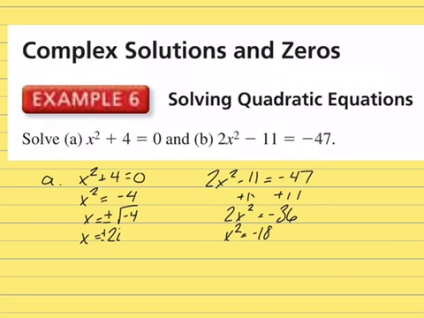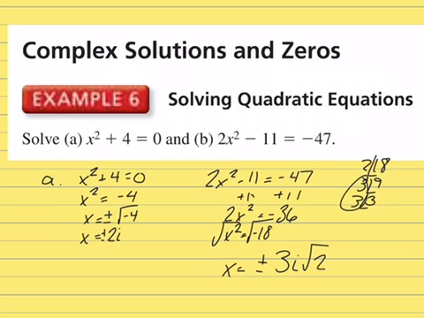Now when we go to take the square root, we're going to go ahead and simplify that 18, so I'll ladder it out. 2 goes in 9 times, 3 goes in 3 times, 3 goes in again. So we can call this x equals plus or minus 3i square root 2. And we are done with those examples.